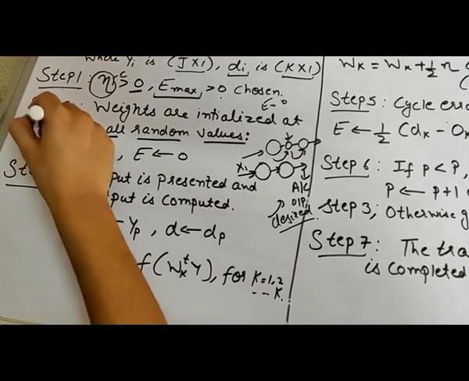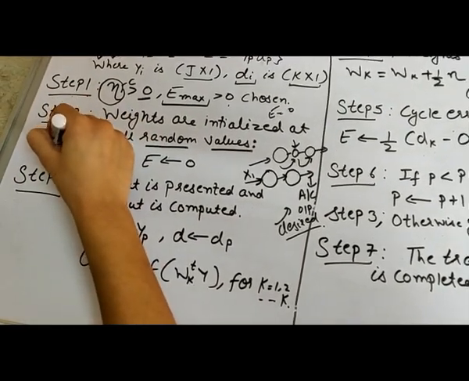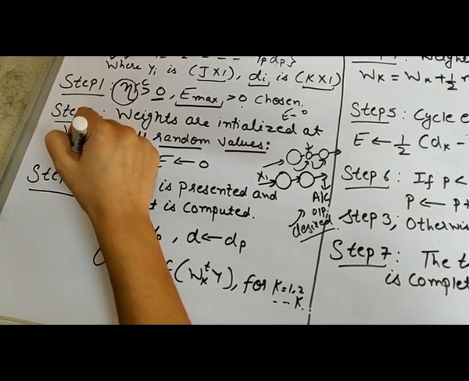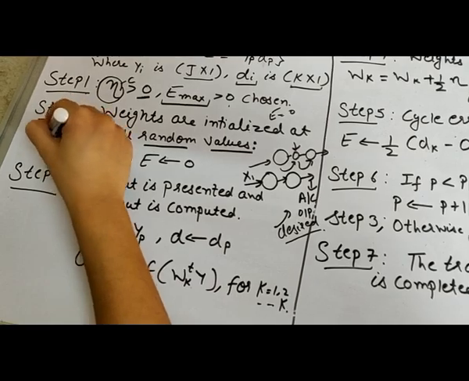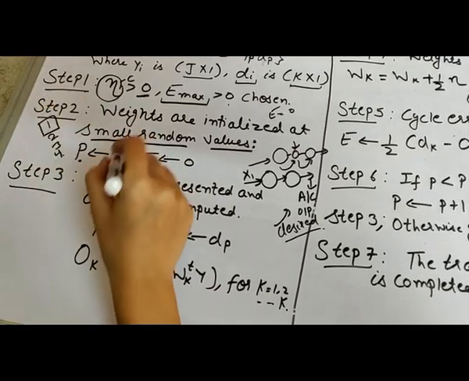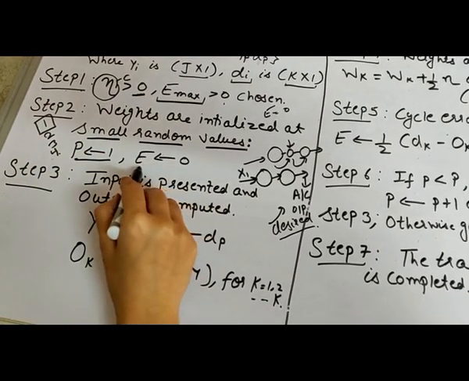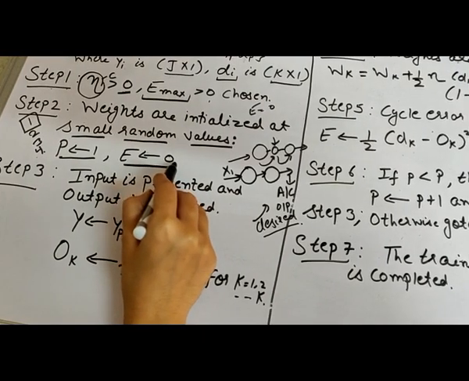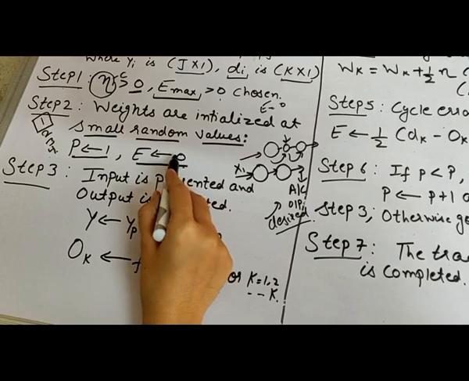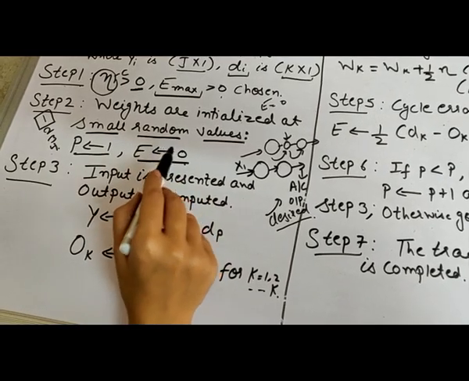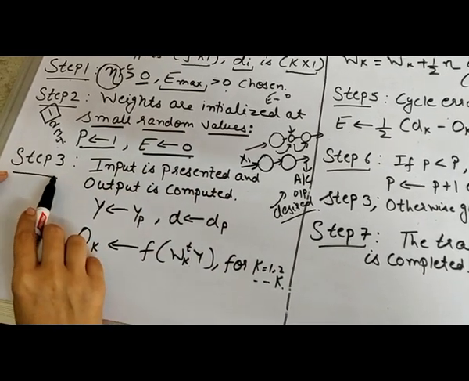That means you have been given a number of training pairs, 1, 2, 3, 4 and so on. Out of these pairs, you have to start from something, so the first point is 1. So p is equal to 1 and E is 0 initially. As I told you, when we start a cycle there is no error generated, so we can take this value as 0. Then after that you will go to step number 3.